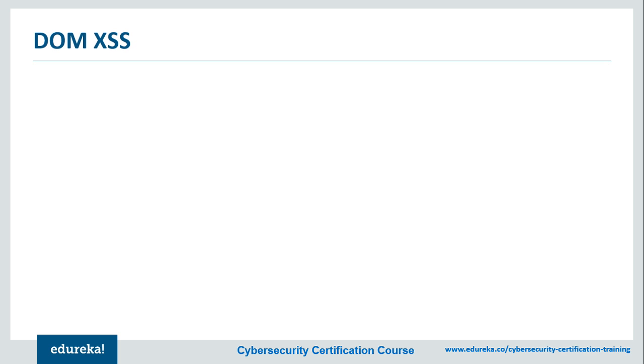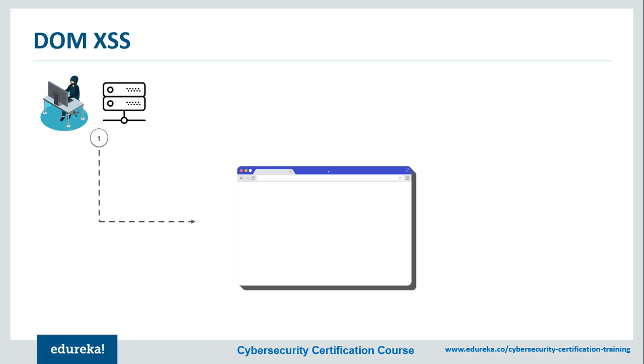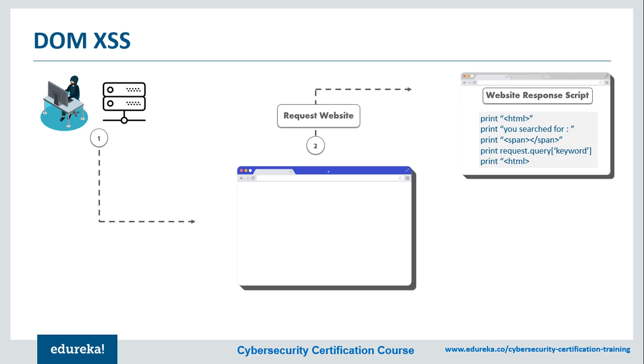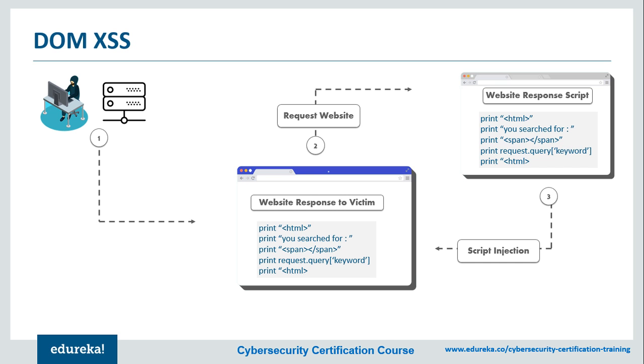Now let's see how that actually happens. First, the attacker crafts a URL containing a malicious string and sends it to the victim. Now this victim is again tricked by the attacker into requesting the URL from the website. This is the primary step in performing cross-site scripting. The third step is that the website receives the request but does not include the malicious string in the response. Here's the catch of DOM-based cross-site scripting.